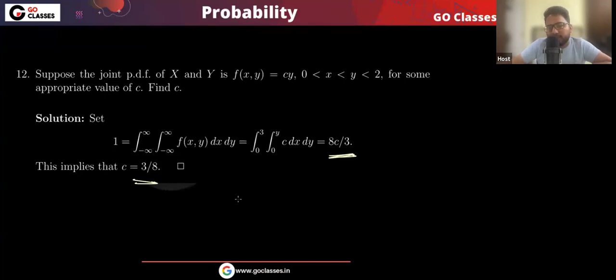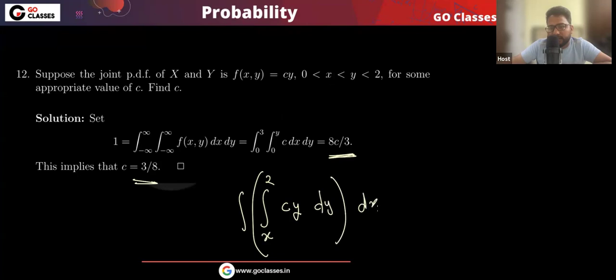If you want, you can interchange the limits, which means instead of first solving for x, you can solve for y. So what is the range of y? It is x to 2. Okay, this is the range of y. So dy and then dx. And then x will be ranging from 0 to 2. So y is ranging from x to 2, and then x is ranging from 0 to 2.